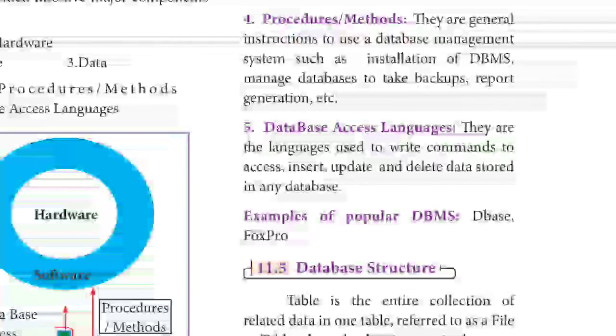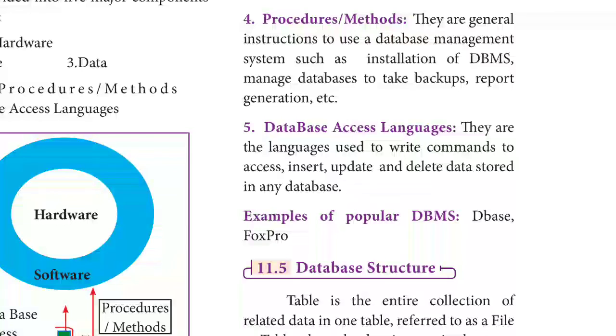So next is database access language. This is the language used to write commands to access, insert, update, and delete data stored in any database. It is a query language that is used to generate a command, and that command will be executed in the computer, and the computer will take the data and retrieve it back to the user. These commands can be used to get the data, or you can just click on that particular place to edit the data. This is the accessing language. The commonly used accessing language for databases is SQL, which is structured query language.